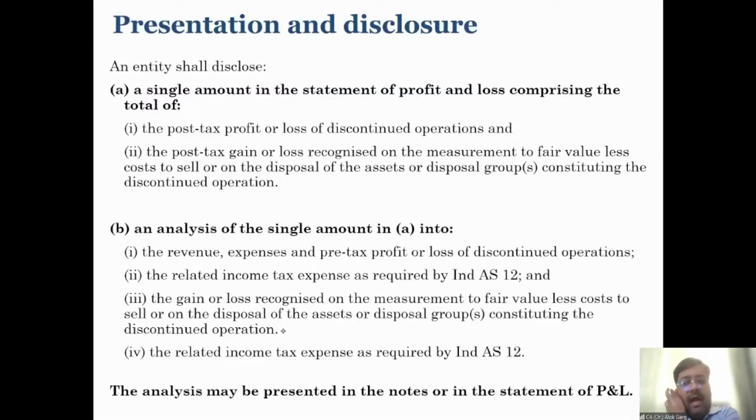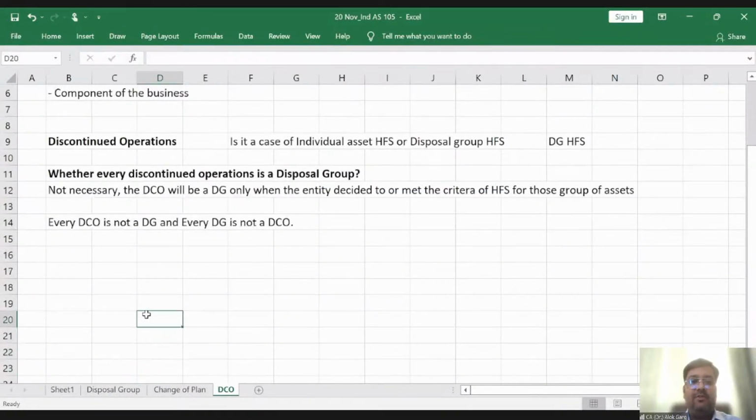Great. Now let's come to the presentation and disclosure part, and it is very important, I'll tell you. So let me go back to my Excel file. I hope my Excel file is visible to all of you. Visible, friends? Non-current asset held for sale or disposal group held for sale, right?